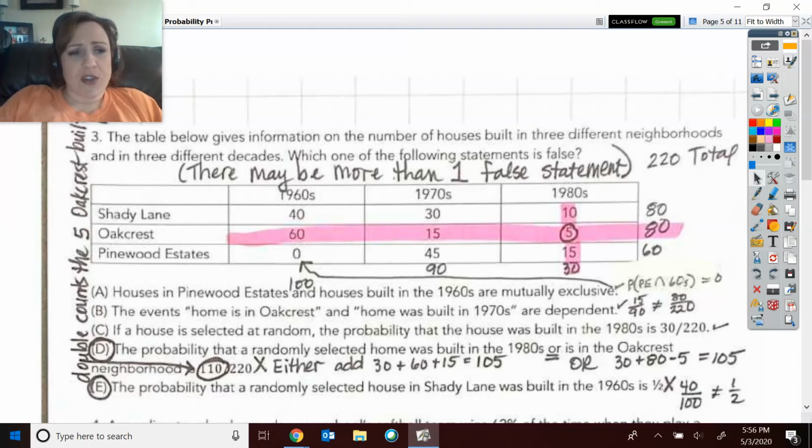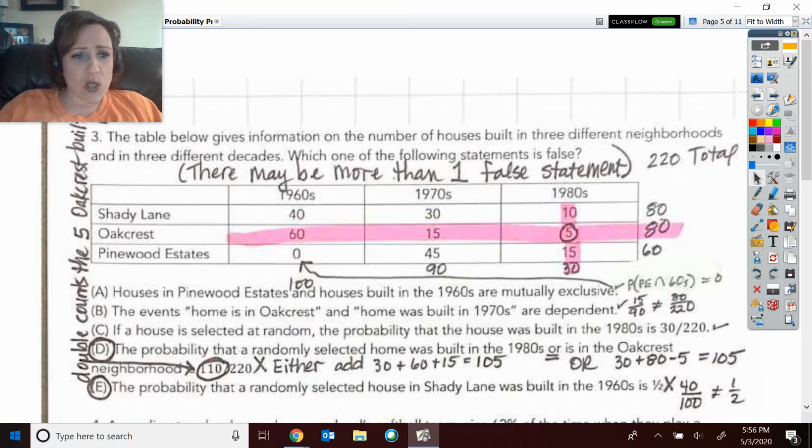All right, let's work on number 3. This is a problem where it says, which one of the following statements is false? I actually found more than one of them to be false. Okay, so that's an issue. But maybe now that I come back and do it, I made a mistake. Let's see. We've got these houses built in the 60s, 70s, and 80s in different neighborhoods. Let's go through these problems.